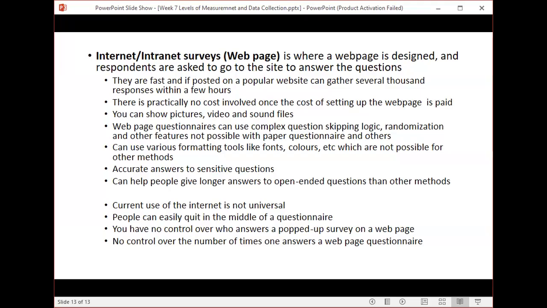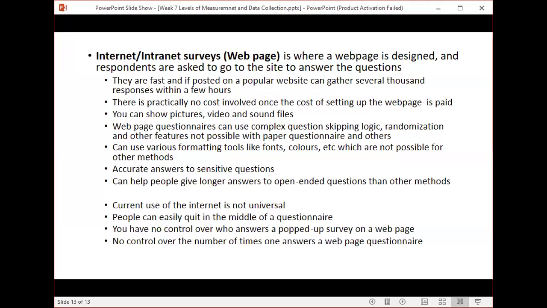All right. Now, the problems are that the current use of the internet is not universal. It's not everywhere that people get internet. So if you have it on a website and people are not able to browse, you might be doing this in the urban areas alone or places where there's internet, but in places where it matters most, you might not get them to answer because there's no internet.